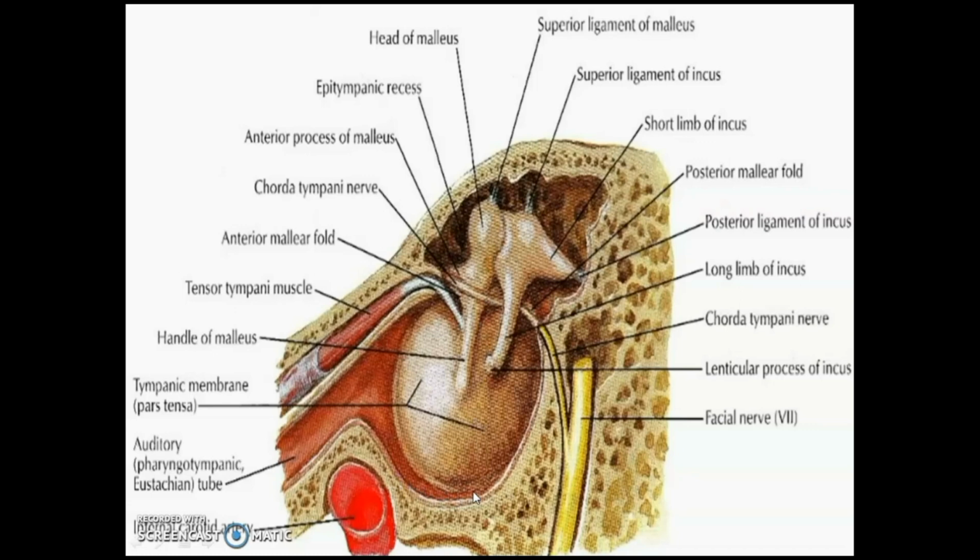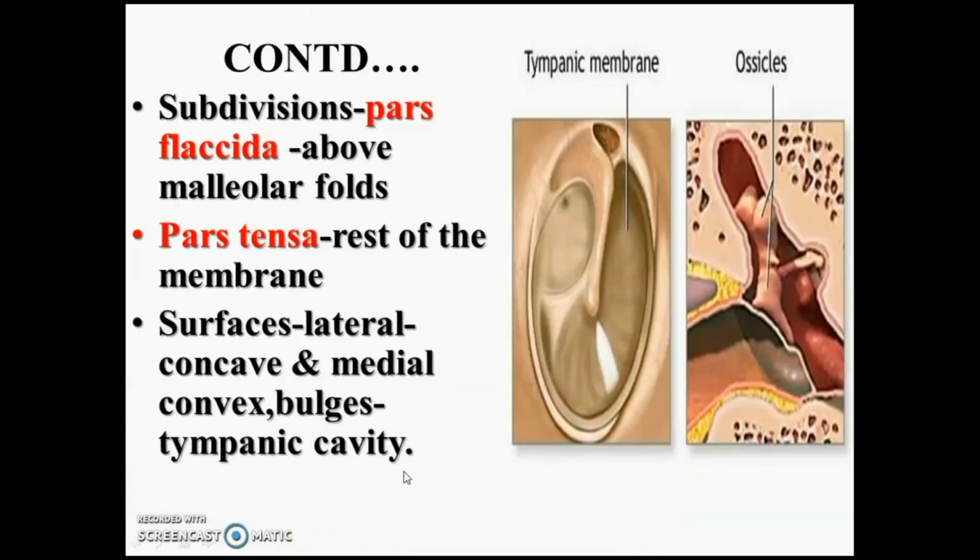You can see how the tympanic membrane is lodged in the tympanic sulcus. So, what are the parts? Shrapnell divided the tympanic membrane into two parts: pars flaccida above the malleolar folds, and the rest of the membrane is called pars tensa. And it has two surfaces, lateral concave and medial convex, which is bulging into the mesotympanum.